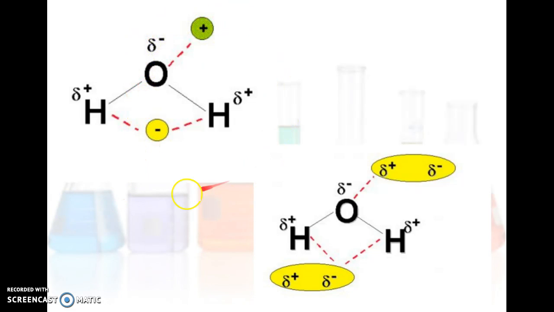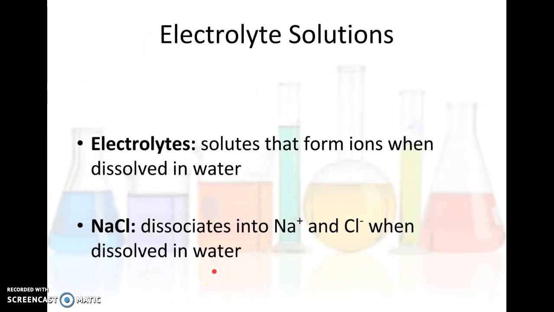So here's our ionic compound. You can see that the negative ion of the compound is attracted to the positive hydrogens, and the positive ion is attracted by the negative oxygen. And likewise, with the non-ionic compounds, you can see you have a polar molecule here interacting with the water. The positive part of the molecule interacts with the oxygen of the water, and the negative part interacts with the hydrogens of the water.